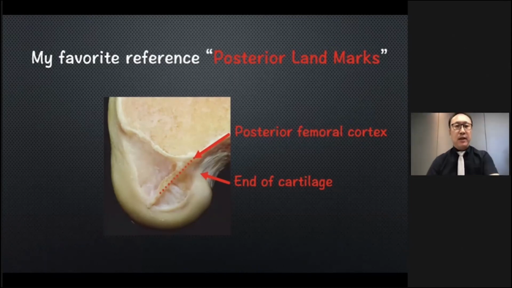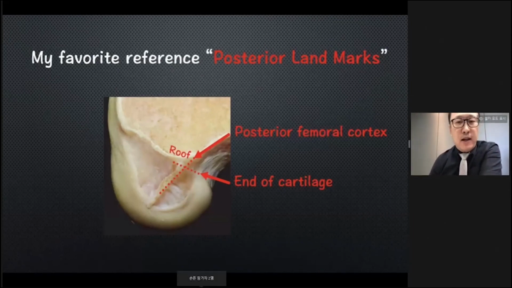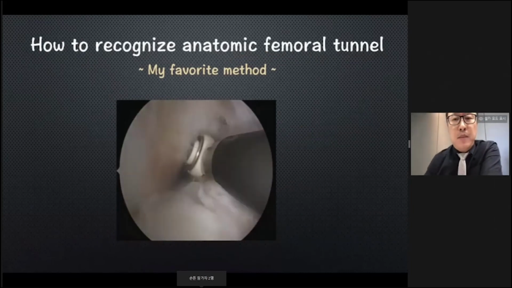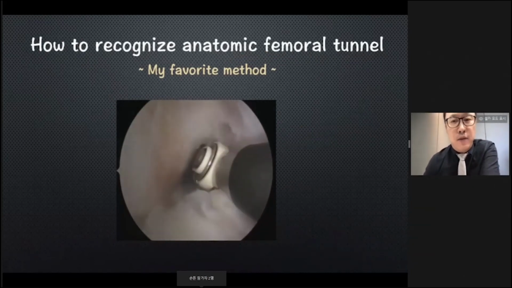As we know, the intercondylar ridge is the extension from the posterior femur cortex, and the end of the cartilage is the upper limit of your tunnel. It means if we place our tunnel over this limit, you have a great chance to place your tunnel on the roof. We don't like to place our tunnel on the roof. So if we look at these two extension lines and the cross area, I think there is the optimal position of your tunnel. So I use my video to show you my reference point.